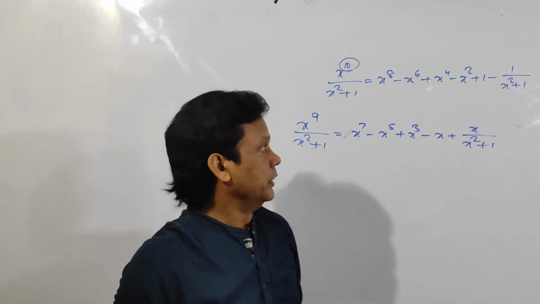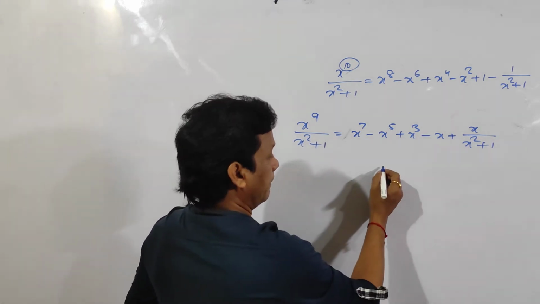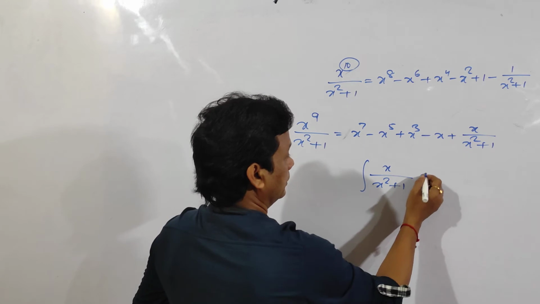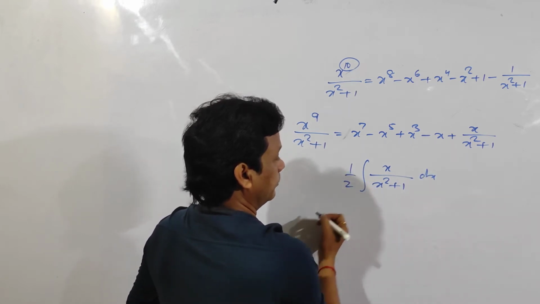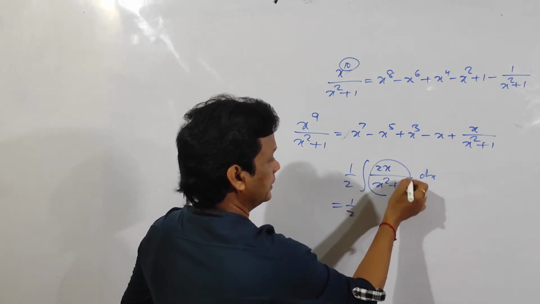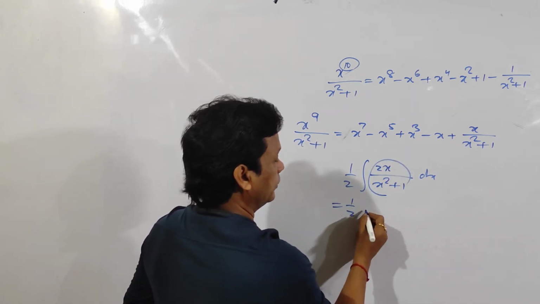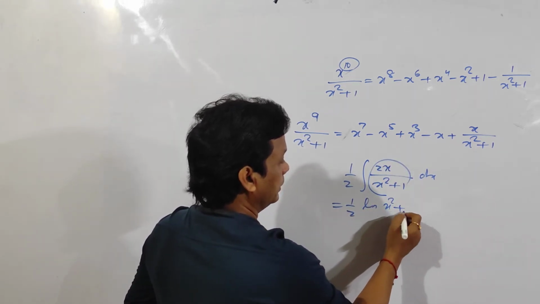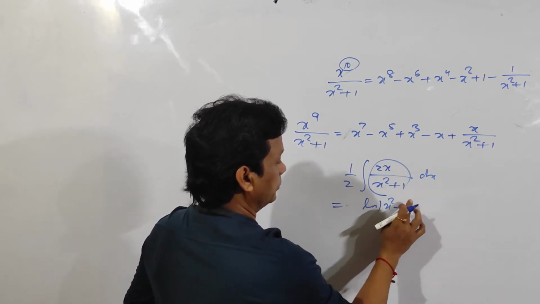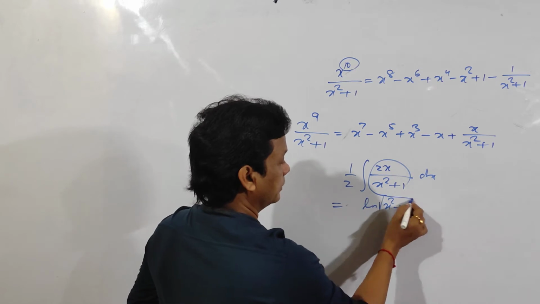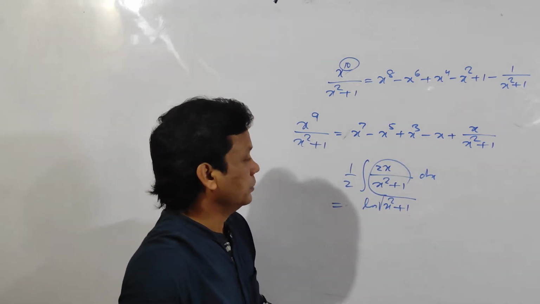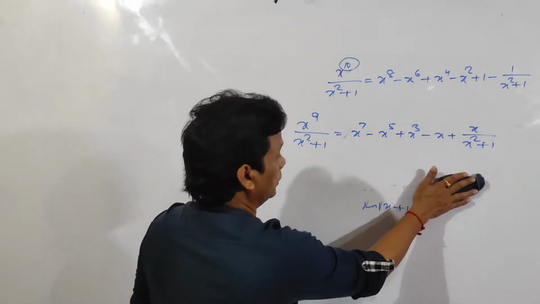And I have also told you, what is the integration of x by x squared plus 1? How to do this one? I am multiplying by 2 and dividing by 2, so that it will become half. The derivative of the denominator is in the numerator, so it is half ln of x squared plus 1, and that you can also write as ln of root over x squared plus 1. Clear?